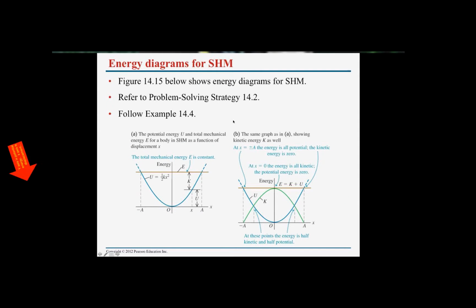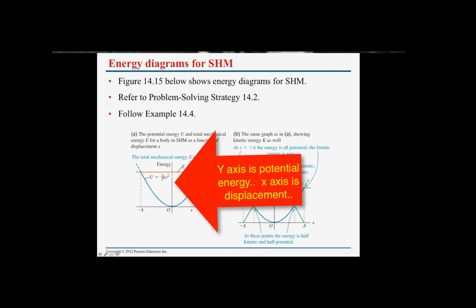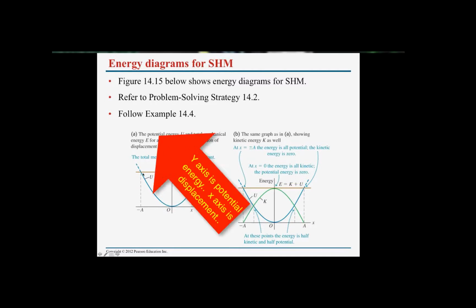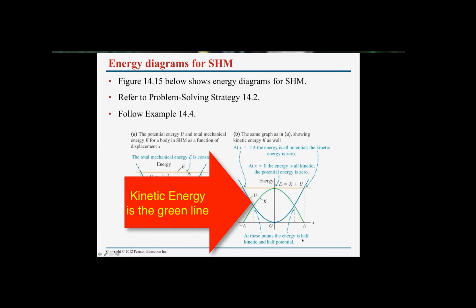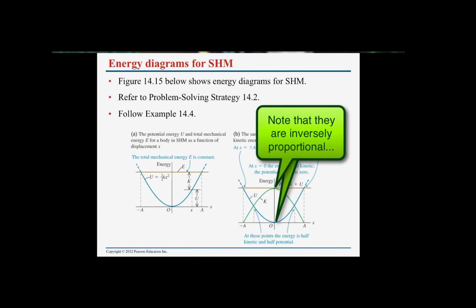So here we're looking at a potential energy diagram. We know that the potential energy is highest whenever we're fully compressed or fully stretched. So here we're looking at the relationship, how kinetic energy is inversely related to potential energy. Makes sense, yeah. And there are points where potential energy is equal to kinetic energy.